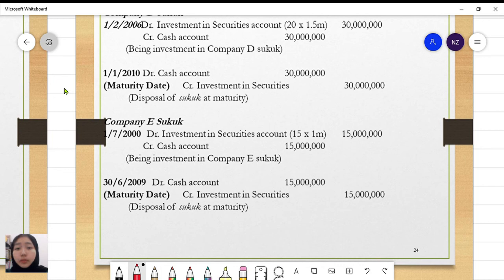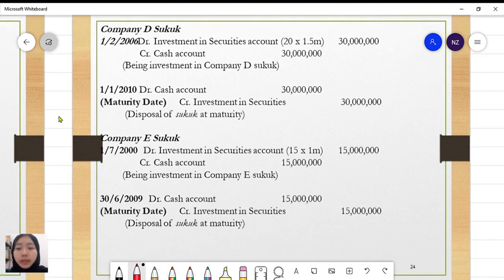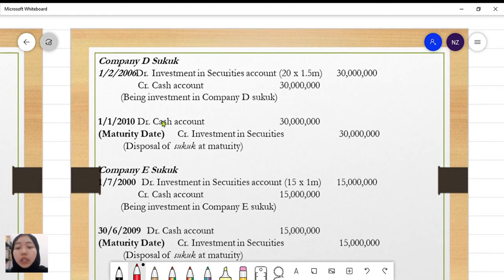Okay. So when it has reached maturity, we get cash. It means we sell that sukuk. So we get cash or bank, the same, 30 million. And then we remove, or return off, the investment in securities account in our books, 30 million.